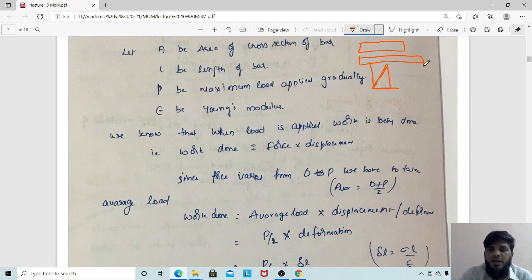It has got expanded. So what is the amount of work we have done? Work done is nothing but force into displacement. Already in mechanics you might have studied this. Work done will always be the force into displacement.